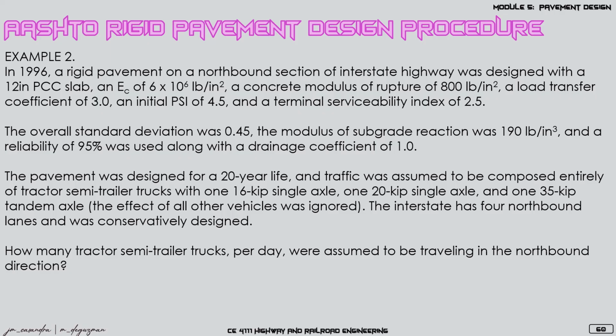Modulus of subgrade reaction was 190 pounds per cubic inch, and a reliability of 95% was used along with a drainage coefficient of 1.0. The pavement was designed for a 20-year life, and traffic was assumed to be composed entirely of tractor semi-trailer trucks with one 16-kip single axle, one 20-kip single axle, and one 35-kip tandem axle. The effect of all other vehicles was ignored. The interstate has 4 northbound lanes and was conservatively designed. How many tractor semi-trailer trucks per day were assumed to be traveling in the northbound direction?